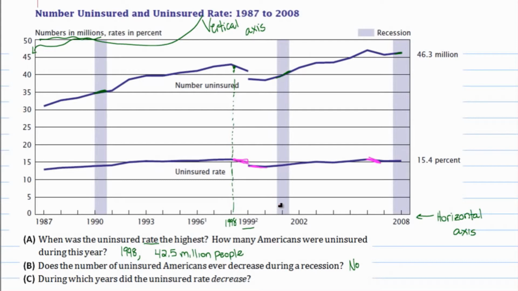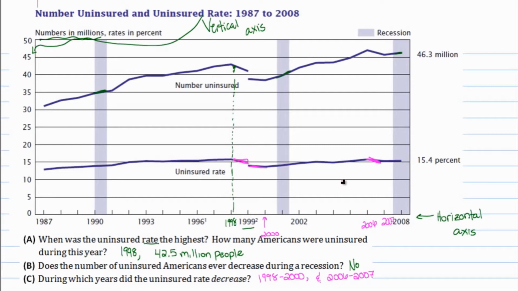So it looks to me like between 1998 and maybe the year 2000, which is right there, we have a decrease. 1998 to 2000, we have a decrease in the uninsured rate. And also, let's see, if this is 2008, this must be 2007, and this must be 2006. It looks like between 2006 and 2007 we also had a slight decrease in the uninsured rate, but really a very minor decrease.